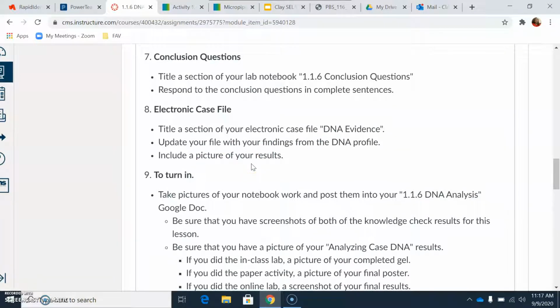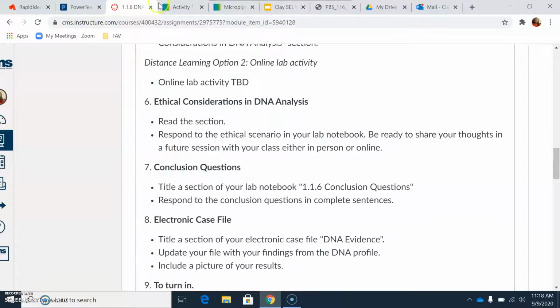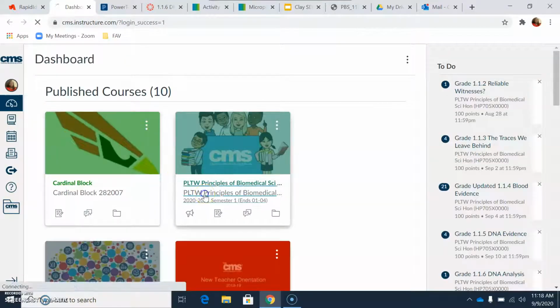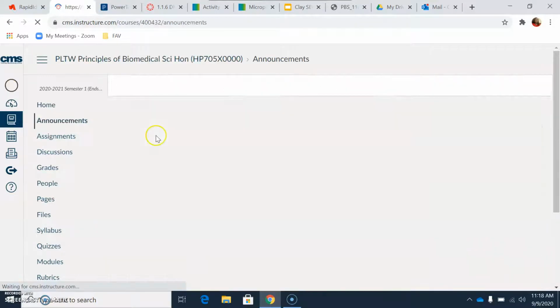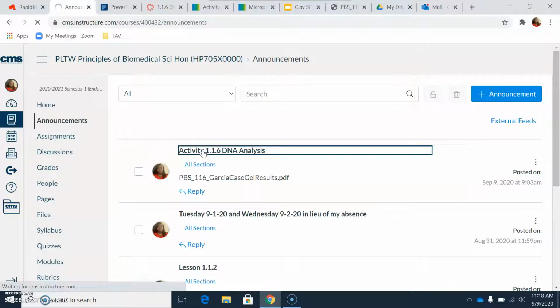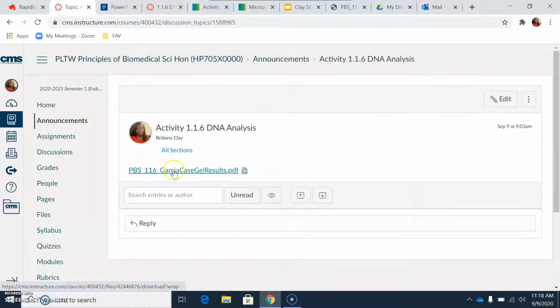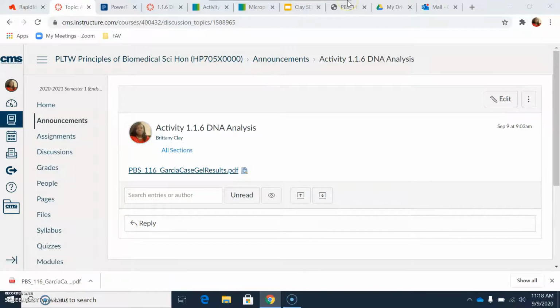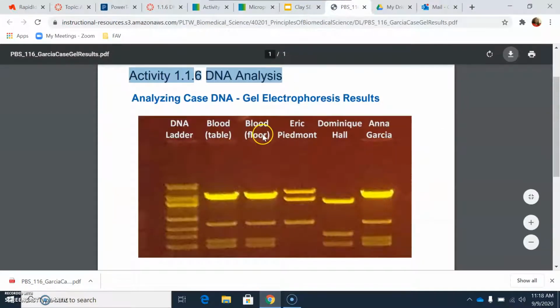When they say the DNA profile, if you go back out, I'm going to try to open another Canvas one so that I don't confuse you. When you go back into the class, go to the announcement section, titled Activity 1.1.6 DNA Analysis. If you click here, it says Anna Garcia case report results, and it's a picture of the gel electrophoresis results.